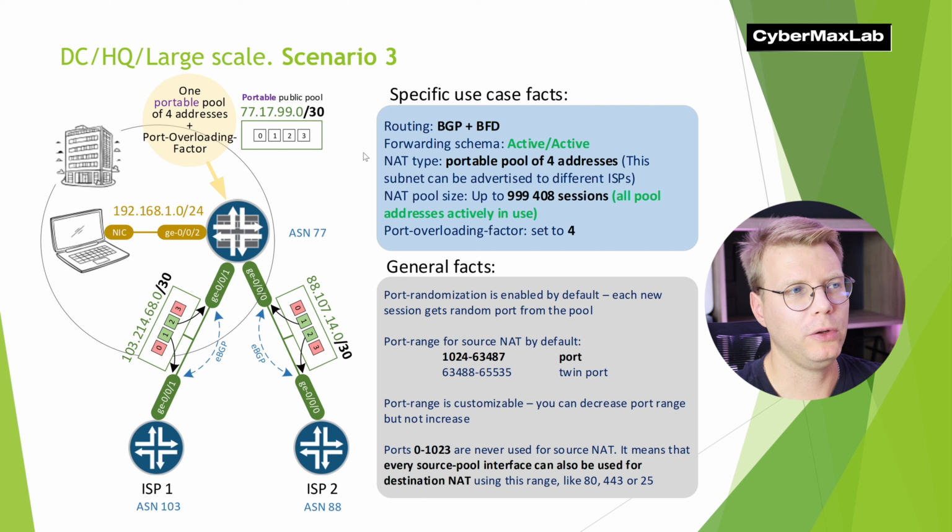We'll also touch briefly scenario number 3, which is identical to the previous one, but let's just imagine that we would like to save some address space for other purposes. And in this case, we can shrink our pool from /29 to /30 down to 4 addresses, while also enabling port overloading factor. In this example to 4, which brings our total pool size up to 1 million sessions, excluding twin port count.